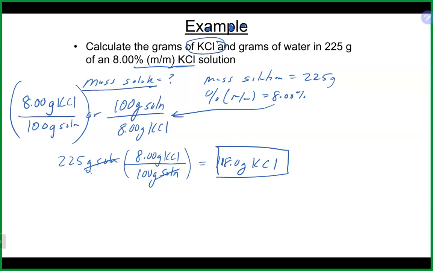I lost my 1 on my box there. There we go. Put it back in. Any question on that so far? So that is the mass of the KCl.